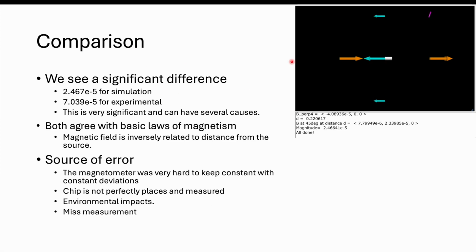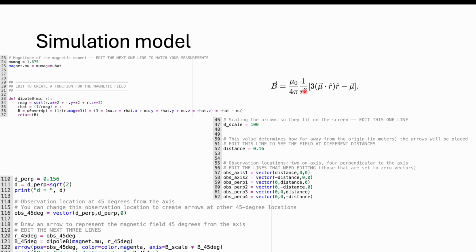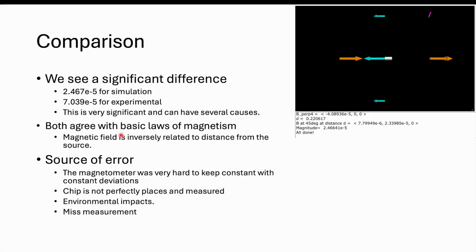So here's a quick comparison. Here we can see the results of the simulation. We can see that these are the arrows of the field, and that they go from north all the way to south. And we see that from the simulation, we get a magnetic field of 2.5 e to the minus 5, and from the experiment, we get 7 e to the minus 5. So this is quite a significant difference, but we still see that they both agree with the basic laws of magnetism, that a magnetic field is inversely related to the distance from the source, which we saw from the previous equations. For example, here we can see that as the distance increases, the magnetic field decreases. And so this has been proven here.